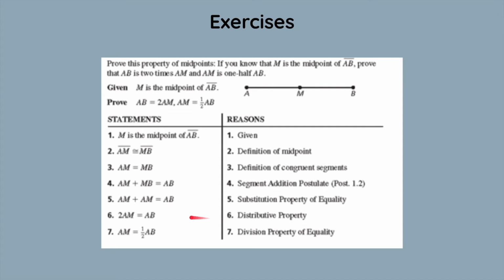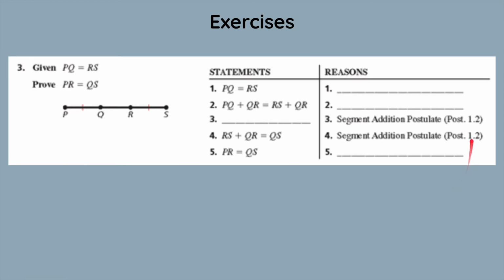The distributive property shows that 2AM equals AB. And finally, the division property of equality gives AM equals 1/2 of AB. And this is our final proven statement that we have shown below here. So now we have another exercise. Please pause the video and do this yourself and try filling it in, and then I will go over it shortly.